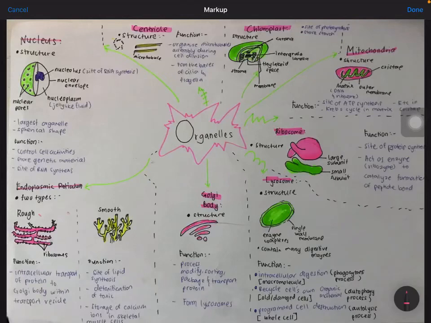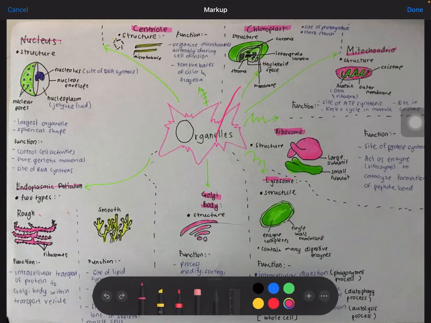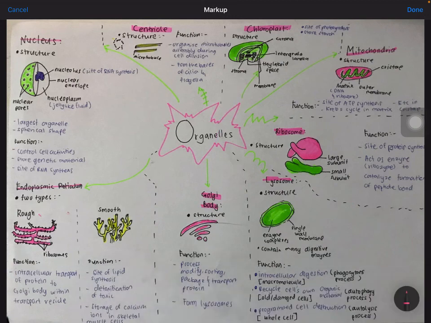Hi guys, so today we're going to talk about organelles that are mostly abundant in animal cells, which we also have in the plant cells. So today is a bit different, I'll tell you guys about the structures and all. So let's start off with the nucleus.